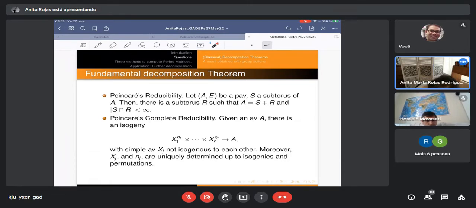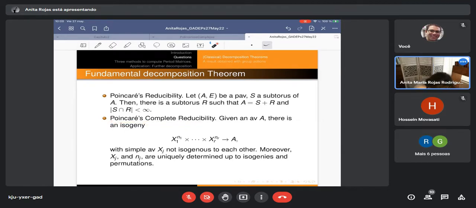The fundamental decomposition theorem here is called the Poincaré reducibility theorem. First, it says that if you have a principally polarized abelian variety and a subtorus inside it, then it has a complement with respect to the polarization, such that the intersection is finite. So the abelian variety will always decompose. Of course, we are in the analytic world, we are talking about complex abelian varieties.